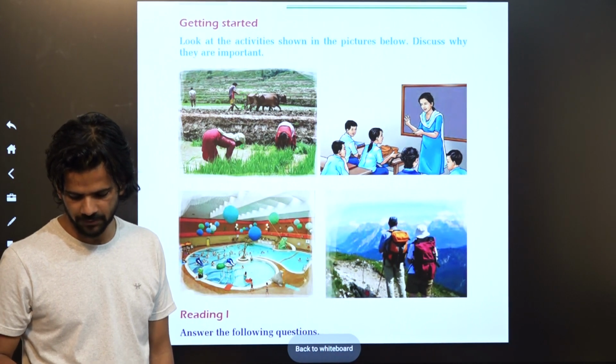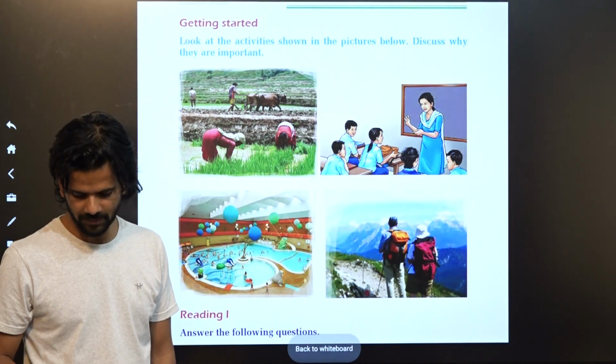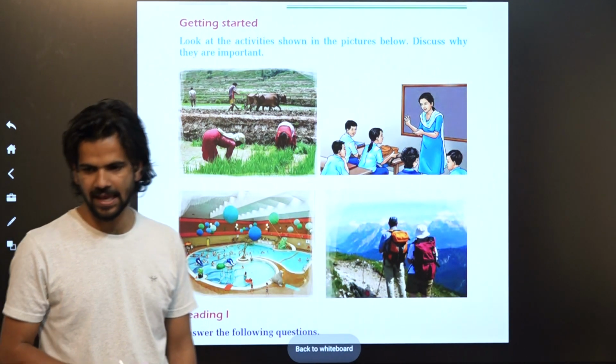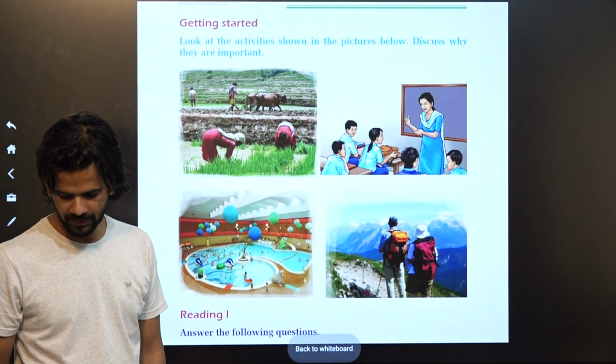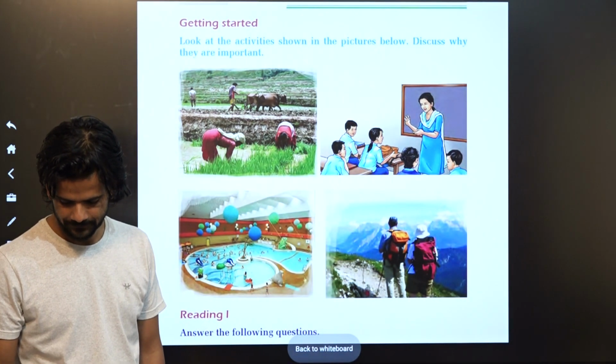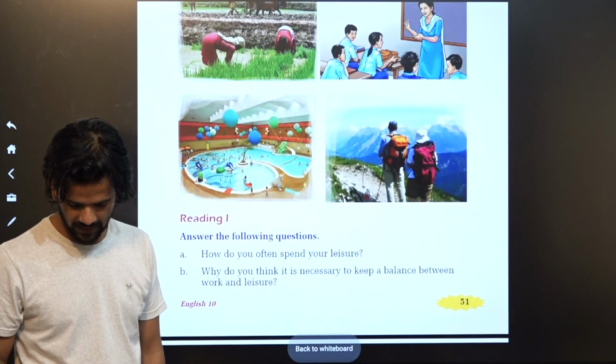What's happening in the first picture? Planting. Planting rice, right? Rice plantation, which is happening now during the month of Ashad and Shravan, right? And in the next picture, what do you see there? Teaching. Teaching, that's the activity. What about the third one here?